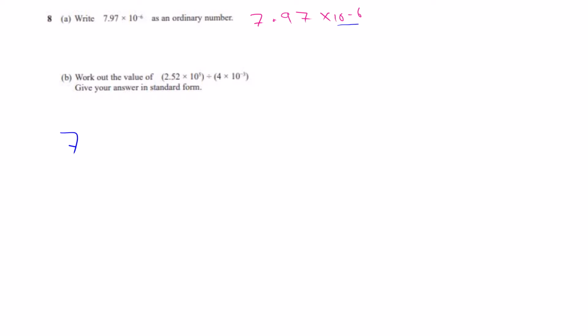So if I write 7.97 further over, we need to move this decimal place 1, 2, 3, 4, 5, 6. That's now a decimal point. We'll put zeros in these gaps.